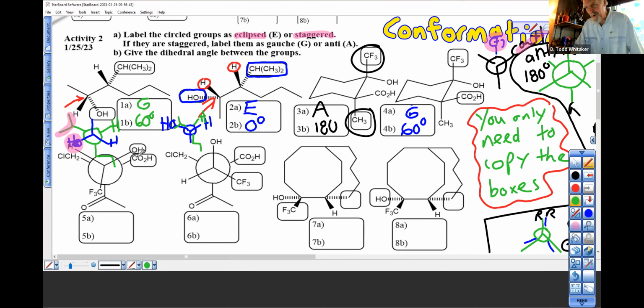Now this guy right here, they're right on top of each other. What are you going to say? Eclipsed. That's a big E with a big fat 0 degrees. And this looks like the mirror image of what we did up here, right? Almost. I mean, they're adjacent and they're definitely staggered. So we're gauching all over the place. 60 degrees.